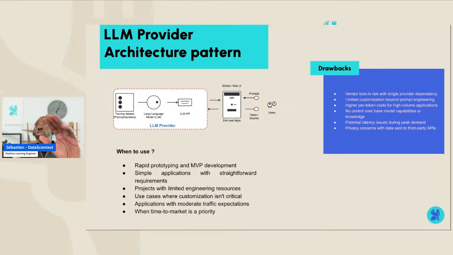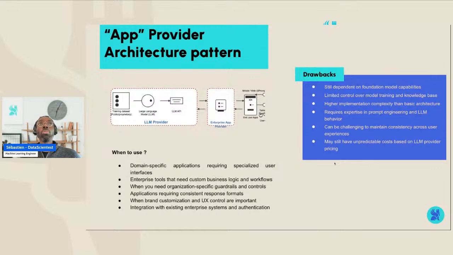To mitigate the drawbacks, we can move to the app provider architecture pattern. It is almost like the previous one, but the only difference is that between the LLM provider and the end user, we will add an enterprise app provider. So it's basically like you are creating your own API internally.